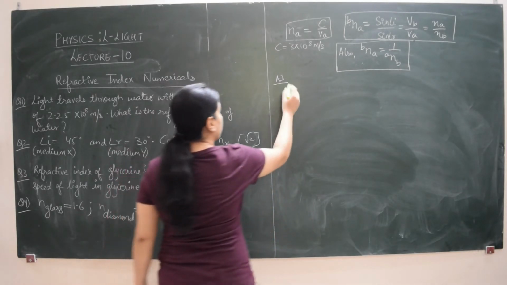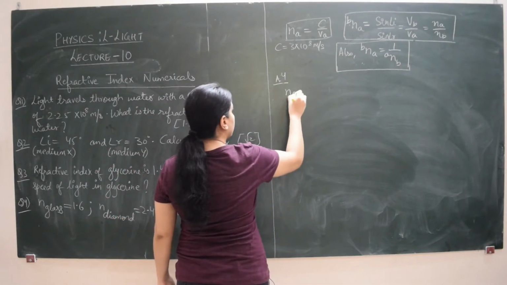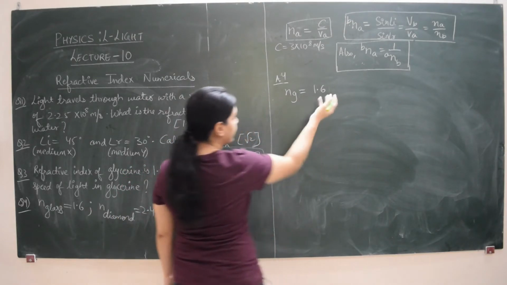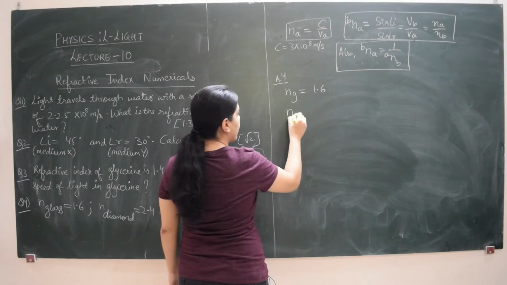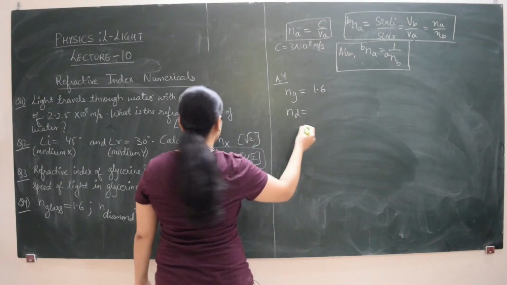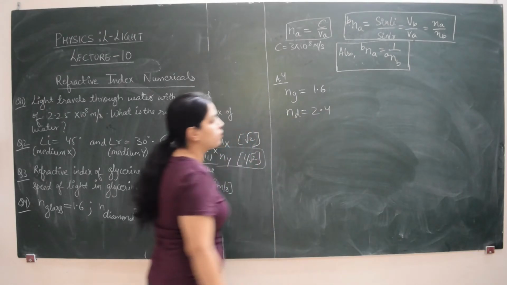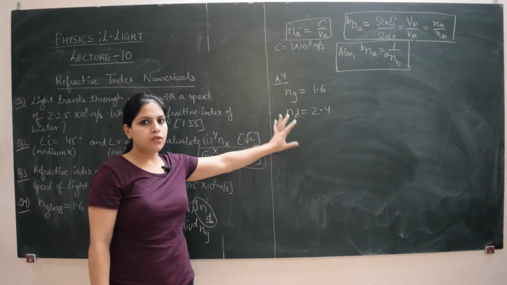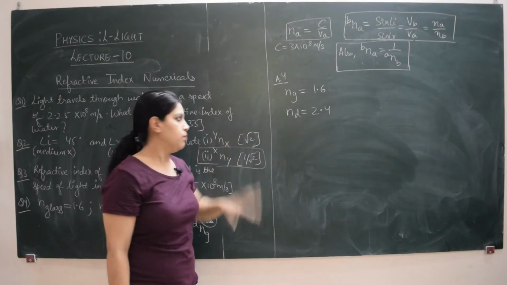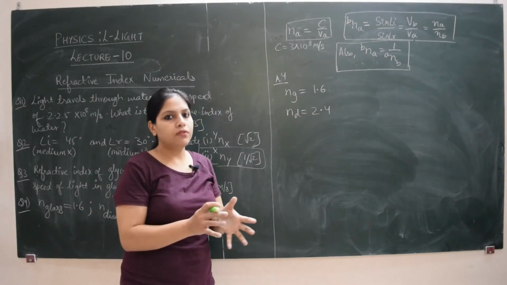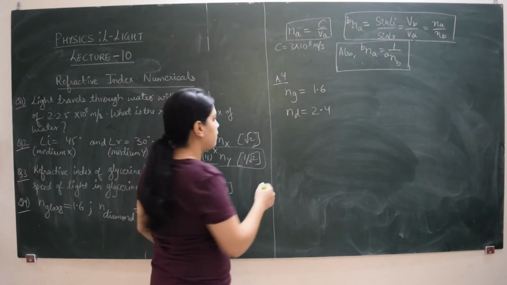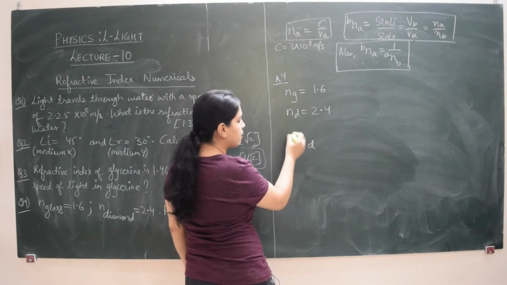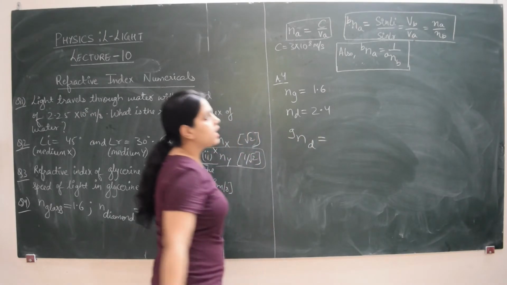So, answer 4: n of glass is 1.6, it has no units, as I have told you. n of diamond is 2.4. These are the two absolute refractive indices of glass and diamond, that is, with respect to vacuum. I have to club these two pieces of information and find the relative refractive indices. First, I have to find the refractive index of diamond with respect to glass.